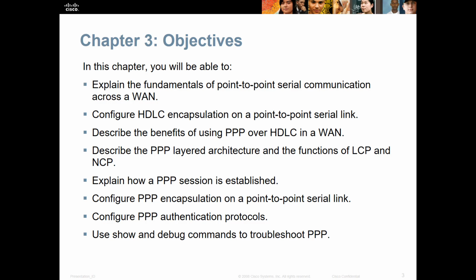Our objectives are to explain the fundamentals of point-to-point serial communications across the WAN, look at things like PPP, look at things like HDLC. We're going to talk about how to use PPP within a session, how to establish it, its encapsulation, its authentication, how to troubleshoot.